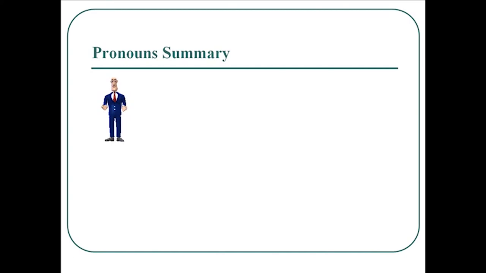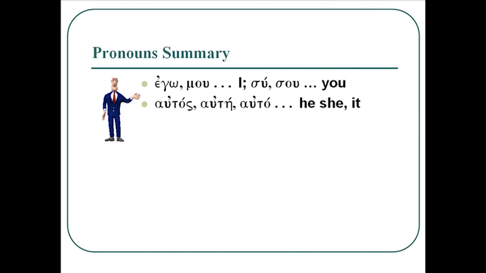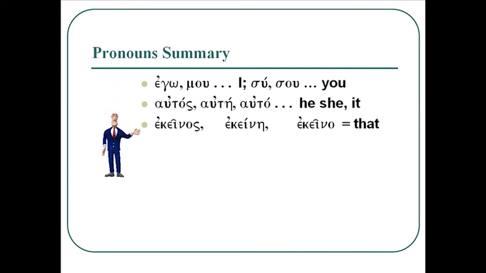Now for the pronoun summary chart. This basically has all the pronouns that we've learned so far. Do you remember we had ego, mou, moi, me, su, sou, soi, se, hemeis, hemon, hemin, hemas and autos, aute, auto for our chant for the personal pronouns? The personal pronouns are overwhelmingly more frequent than these other pronouns all put together. So we learned a chant for that one. And then the demonstrative pronouns are ekeinos, ekeine, ekeino, for that, in the masculine, feminine, and neuter. Demonstrative pronouns are pointing pronouns. That, pointing far away. This, closer at hand.